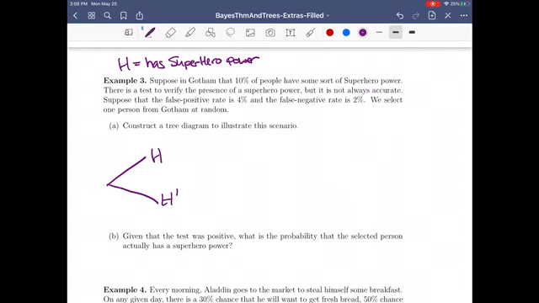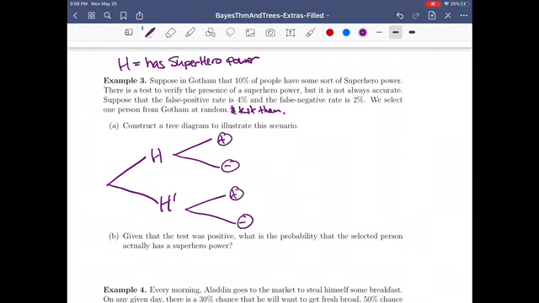I should have said we're going to select one person at random and test them. Okay, so we need to know whether or not they're a superhero. So H or H complement. And then we need to know their test result. So either they test positive or they test negative. Okay, so this is the test.